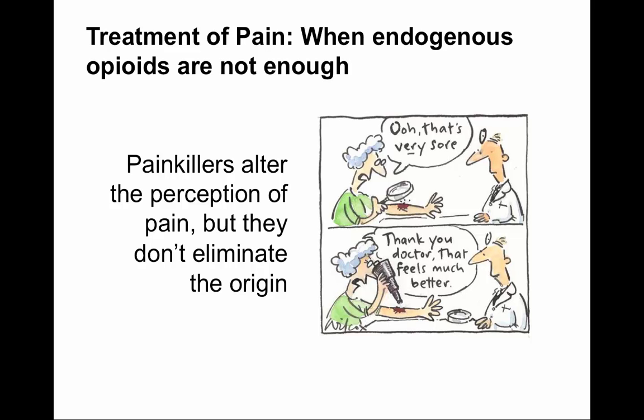Analgesics do not eliminate the source of pain, but instead alter the perception of pain. For example, the shot of morphine a patient receives in the ER after breaking their arm doesn't fix the arm, but blocks the perception of pain from the damaged tissue. The same concept applies to neuropathic pain.